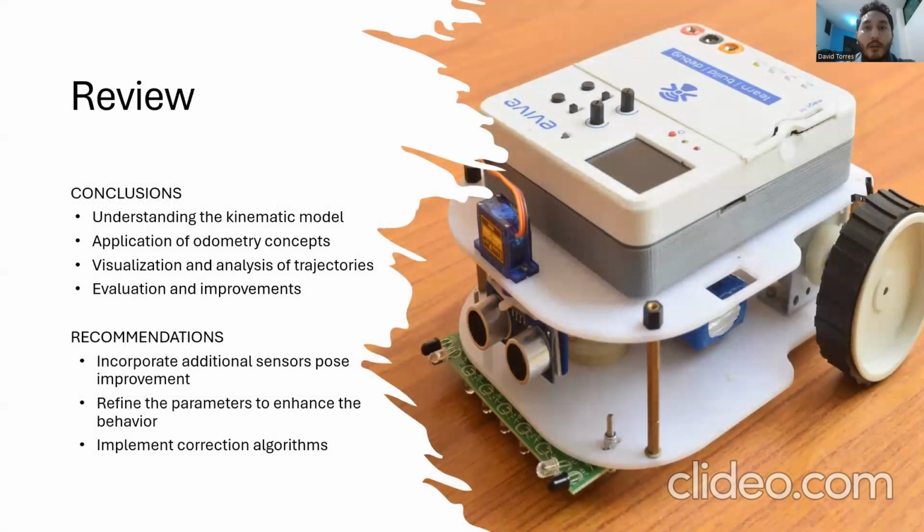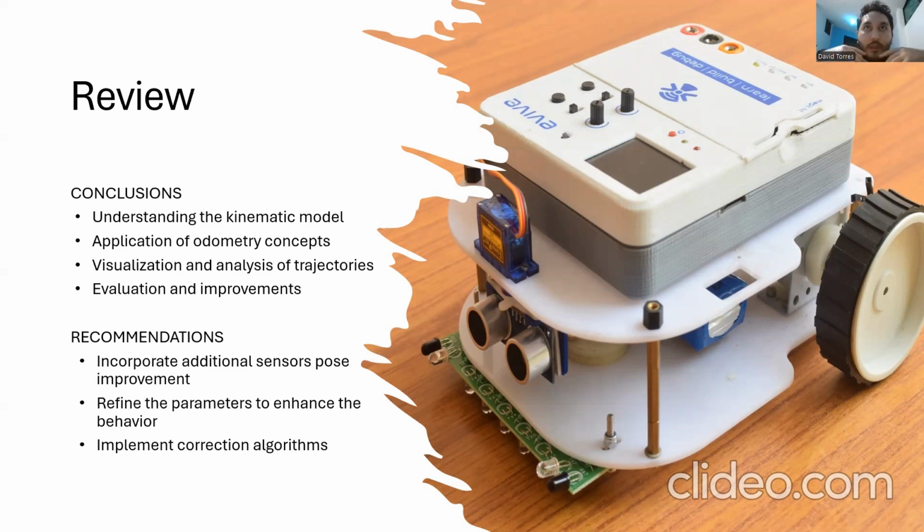Now, for our review, we can conclude that we learned how to establish a differential robot kinematic model by describing the equations of movement for each wheel. And we used MATLAB to create trajectories that we later compared with reality.